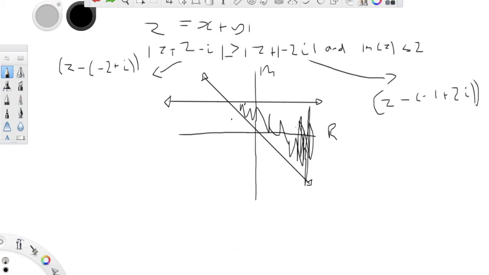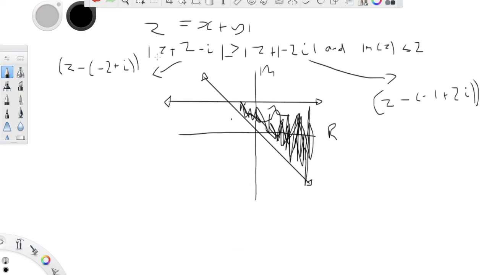And once again, how do we know that? Because the distance to the point negative 2 plus i is greater than the distance to the other point, so it has to be on this side of the bisector. So it's over here. It's also less than 2, so it's down here, not above this horizontal line. So that is the first question, the answer to drawing out this locus with these conditions.